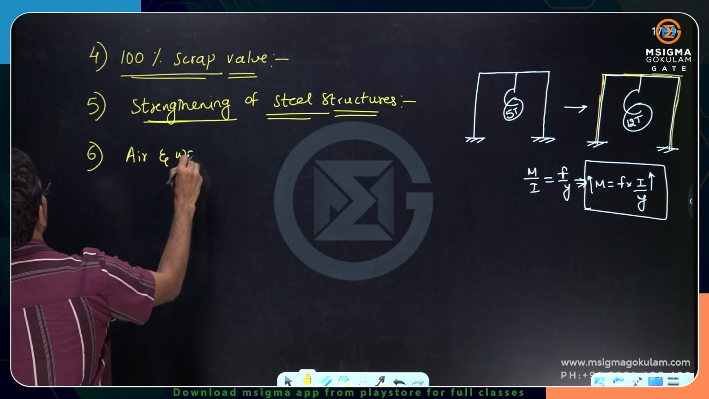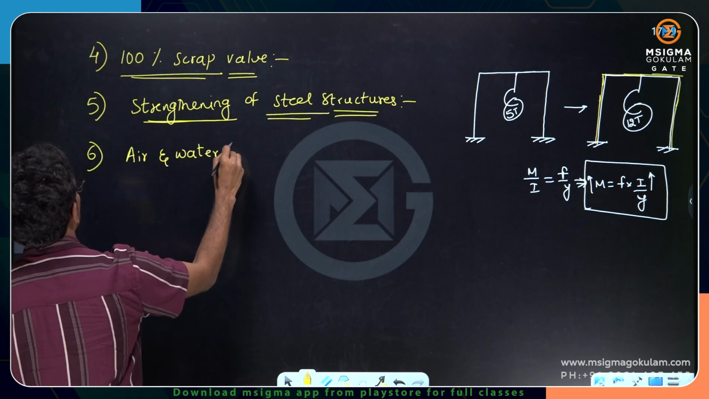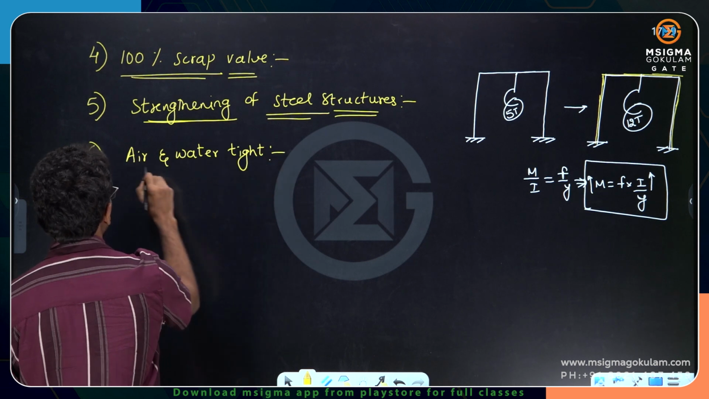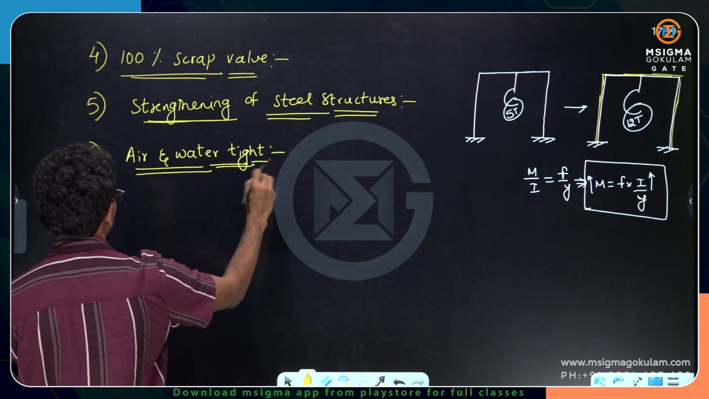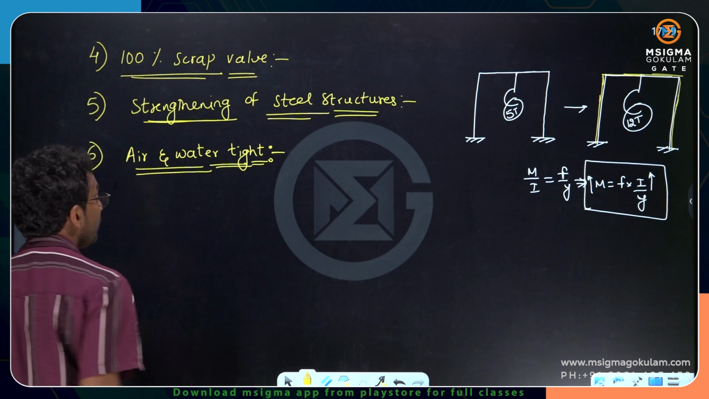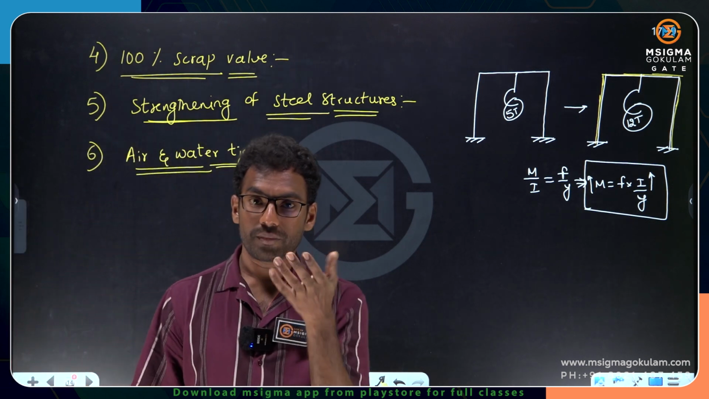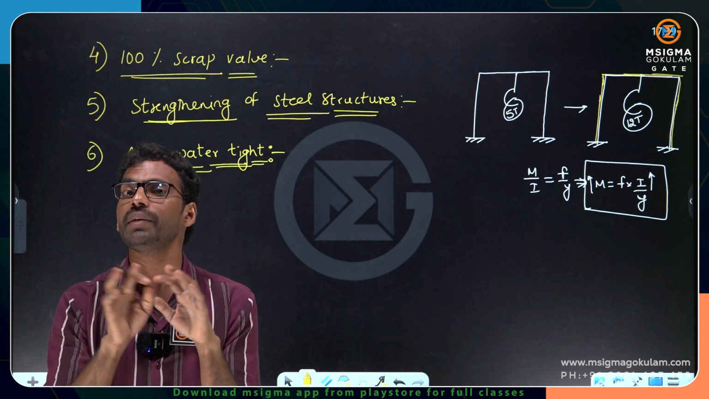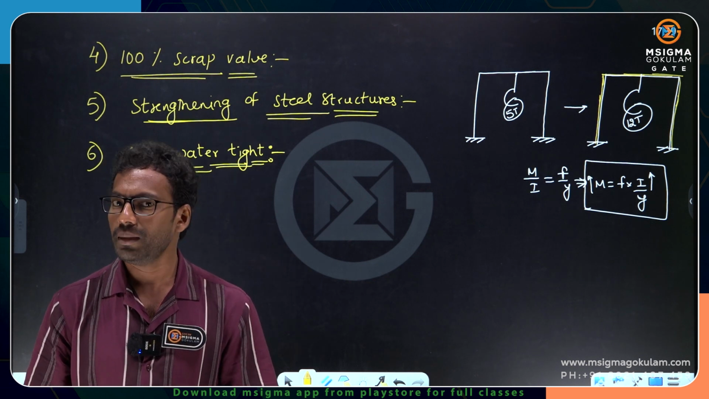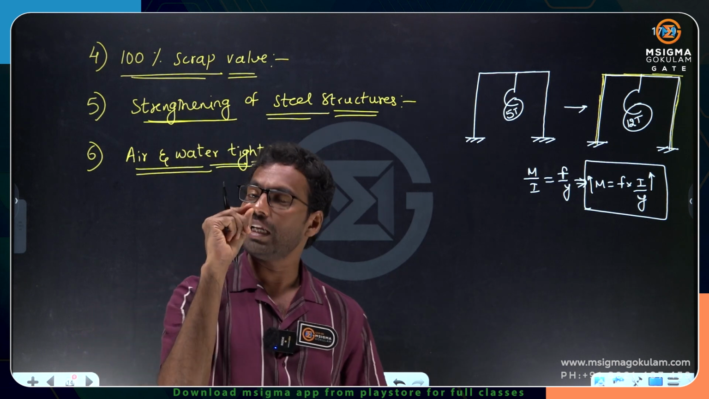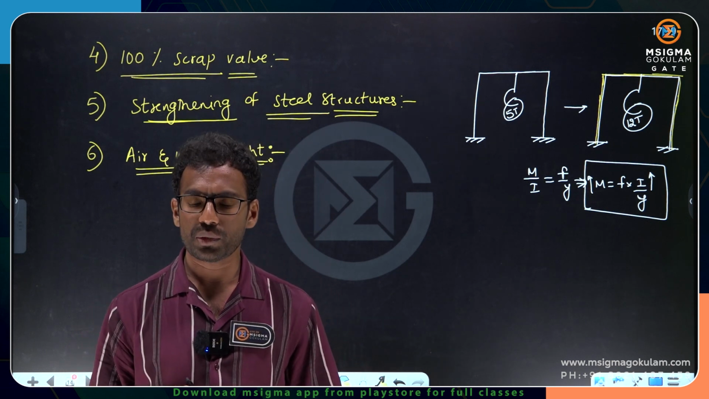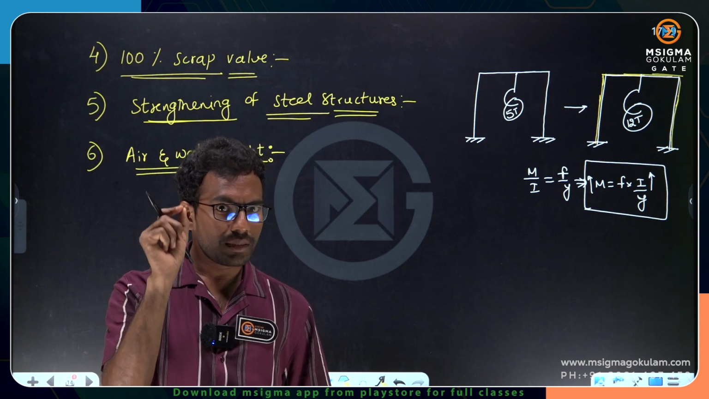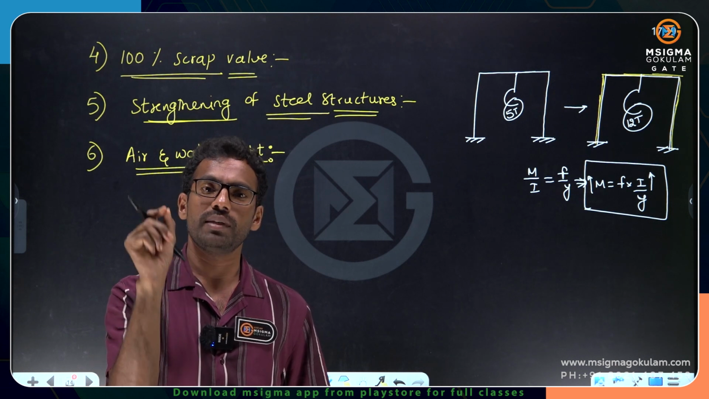Steel structures are air and water tight. That means they are waterproof as well as airproof. Look at LPG cylinders at your home. We can store gas inside the cylinder, and the cylinder is made of what? Steel. A very important thing is that this holds provided the connections are welded connections. When you make welded connections, the structure is airproof as well as waterproof.